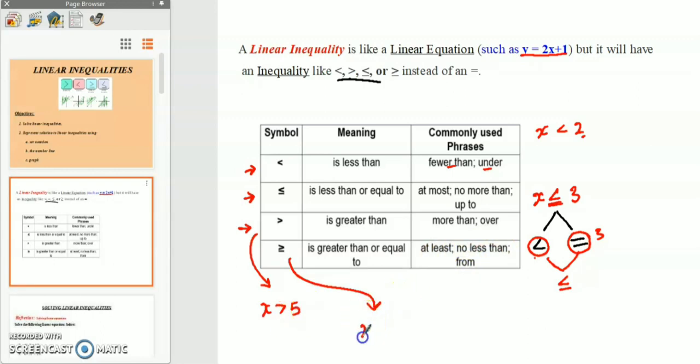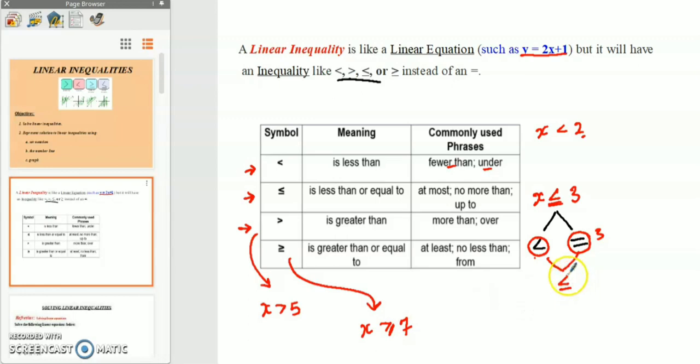Right? So x greater than or equal to, let's say, 7. This would be all the values that are greater than 7. That would suffice for the greater than portion, and also 7 because it has an equal portion in it as well.